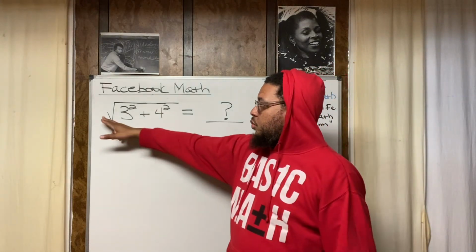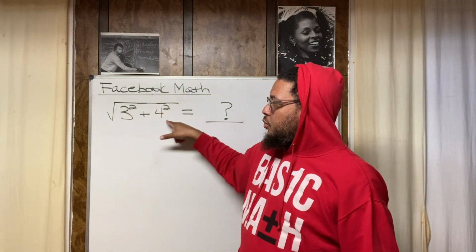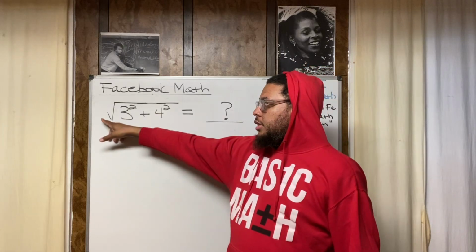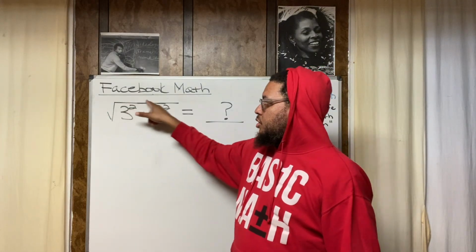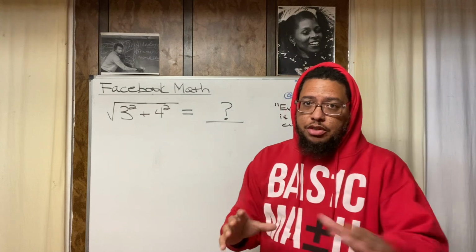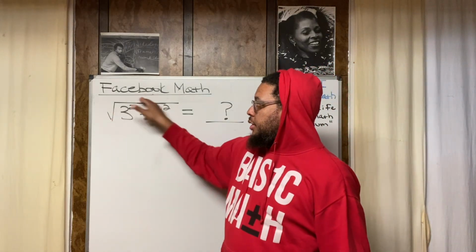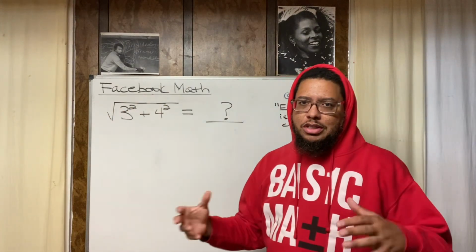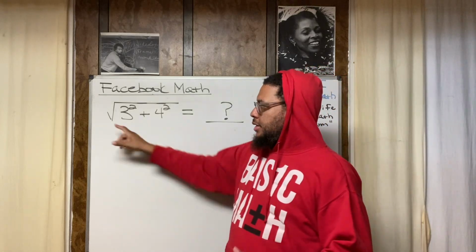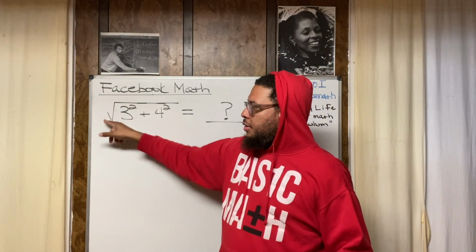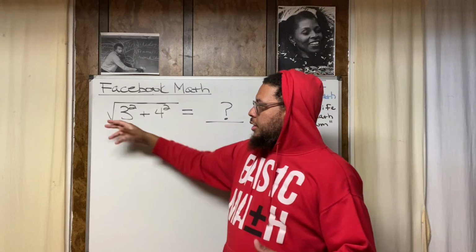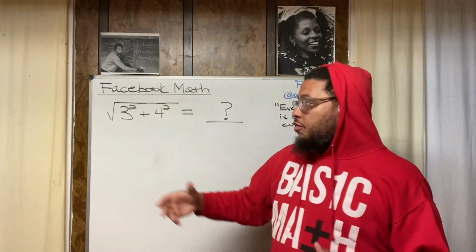All right, so we have the square root of 3 squared plus 4 squared, right? Now, this is a square root because this symbol is a radical sign. So let's talk a little bit about the language of math. This is called a radical sign, this symbol, right? It looks similar to a long division symbol, right? But it's not because it's got this little tail thing right there. So that means that we're taking the square root of whatever value is inside.